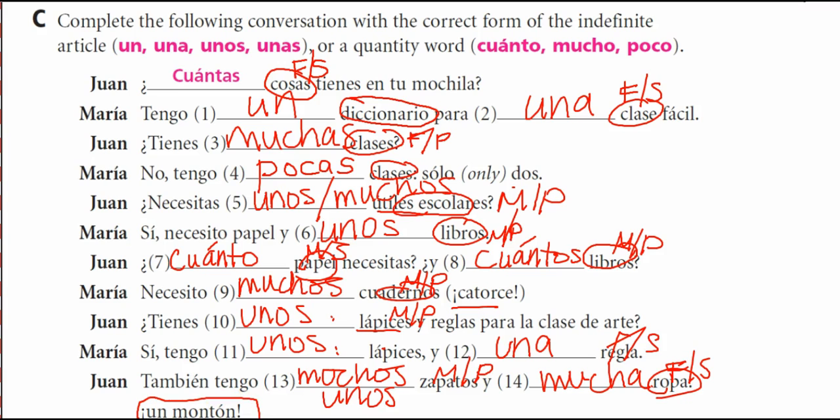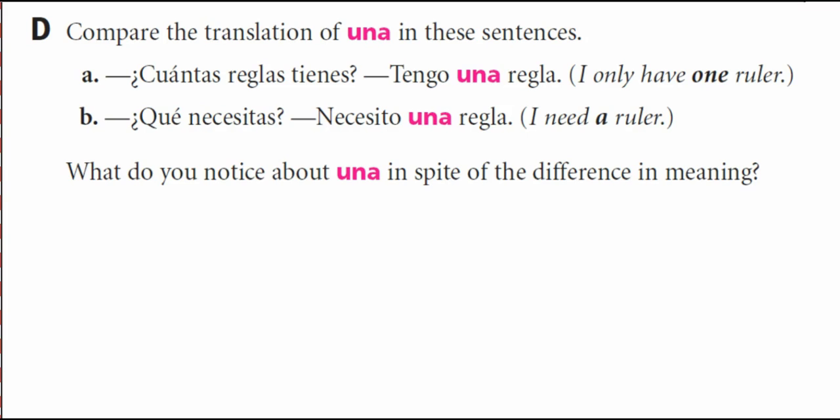The last section asks us to compare the translations of una. So, tengo una regla. I have one ruler. Necesito una regla. I need a ruler. A thing or an item is 1. The quantity is 1. So it looks like uno because it does mean uno. It's just un before a masculine noun. So un, una, unos all mean 1. Uno, un, una.